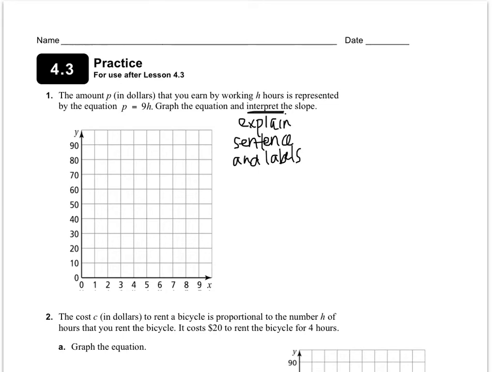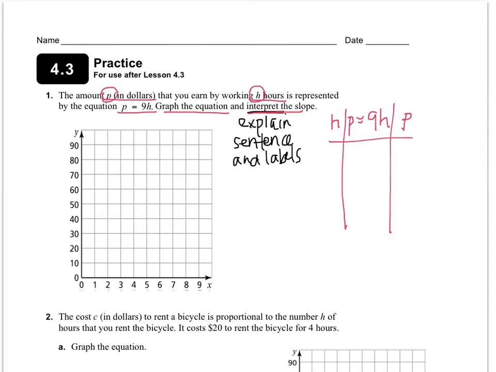So here we go. The amount P in dollars that you earn by working H hours is represented by the equation P equals 9H. We have to graph the equation and interpret the slope. So in order to graph, we'll make a chart, and instead of X and Y, I'm going to use P and H. So I work for a certain number of hours. The equation is P equals 9H, and then I will get a certain amount of money, which in this case is P. So instead of X and Y, I'm using the letters that were in the story just because it would make more sense for the equation.